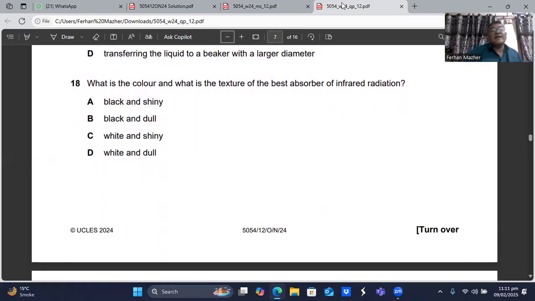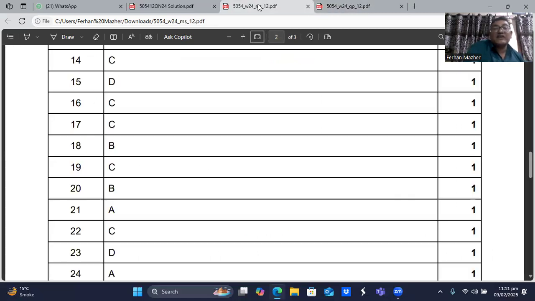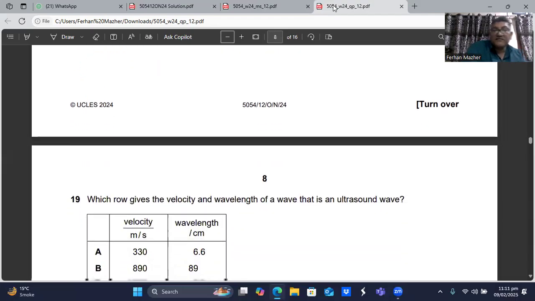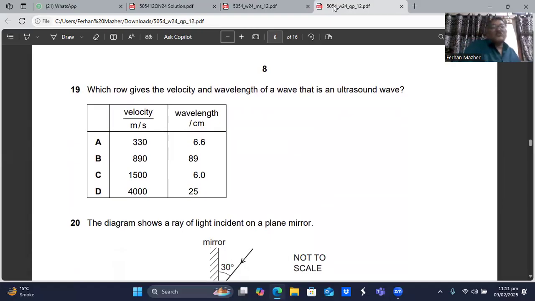Then we have: what is the color and what is the texture of the best absorber of infrared radiation? To be the best absorber of infrared radiation, the texture must be dull and the color must be black. So we think question number 18, B is the choice. Question number 18, B is the right choice. Okay, then we have question number 19.